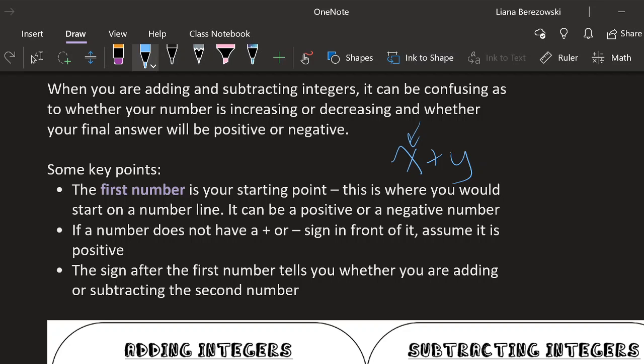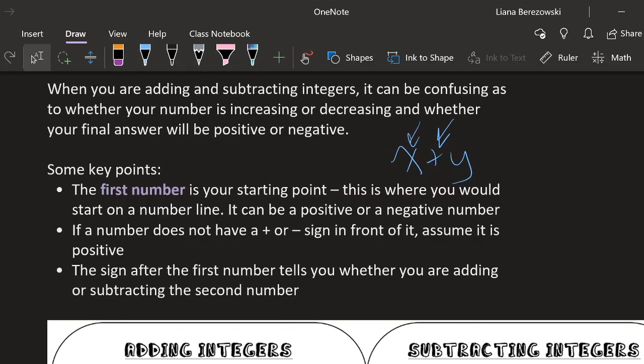If a number does not have a positive or a negative sign in front of it, that means it's positive, okay? And then the last key point here, the sign after the first number, so in this example, it would be this positive sign here. That actually tells you whether you're adding or subtracting the second number. So that positive sign doesn't belong to the x or the y. It's just a coincidence that the y is also positive, but that positive sign is a standalone thing that shows you that this is an addition problem.